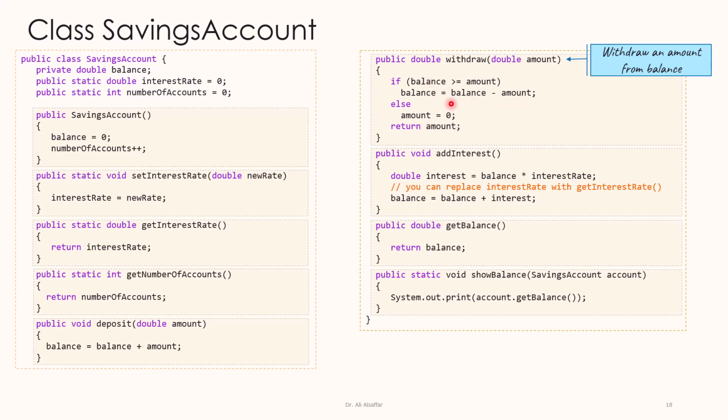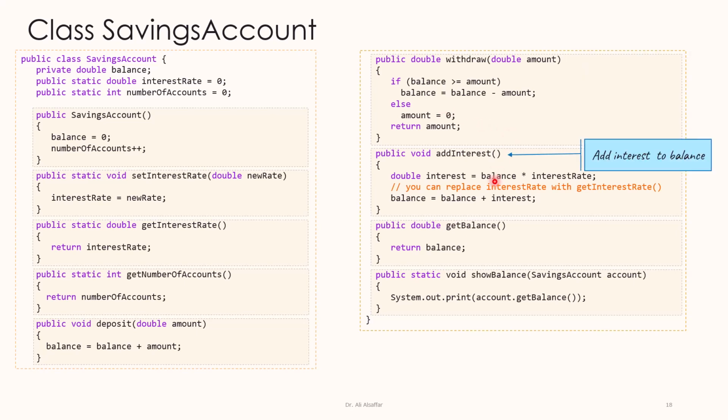However, if there is not enough balance, so if the amount of money we want to withdraw is larger than balance, then simply we will return 0 as an indication that no money has been withdrawn or deducted from balance.